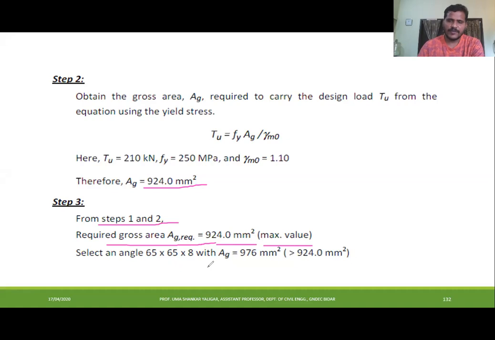we need to go to the steel table and choose the angle section whose area is greater than 924. Here I have taken an angle section from the steel table, 65 by 65 by 8, whose gross area is 976 mm square. We want 924, and 976 is greater than 924, hence it is okay. In this way, we have to choose the angle section from the steel table.